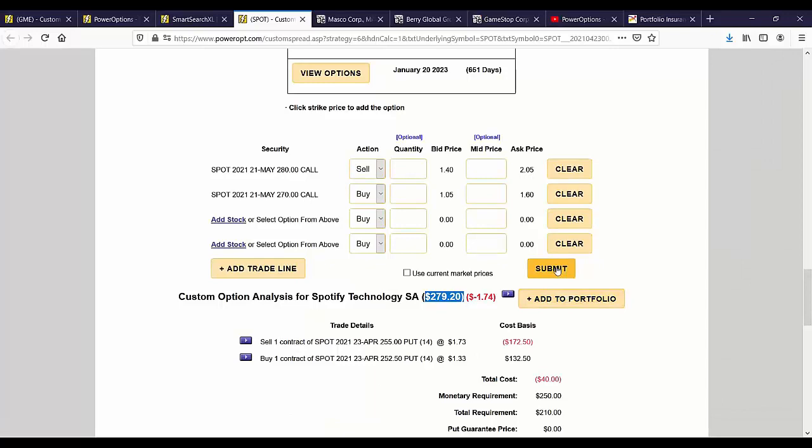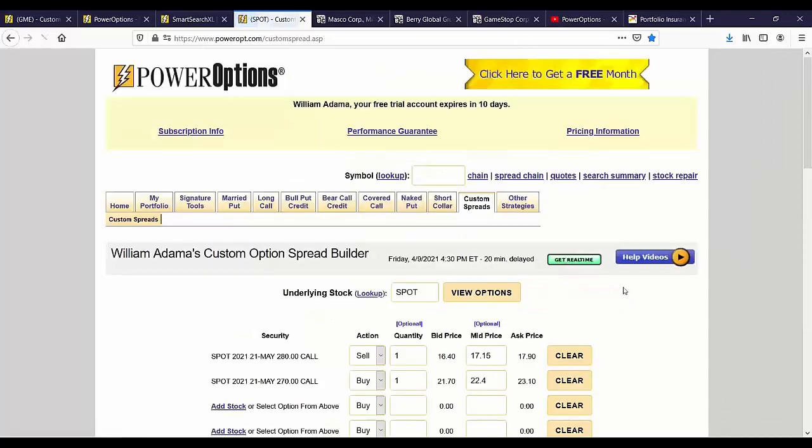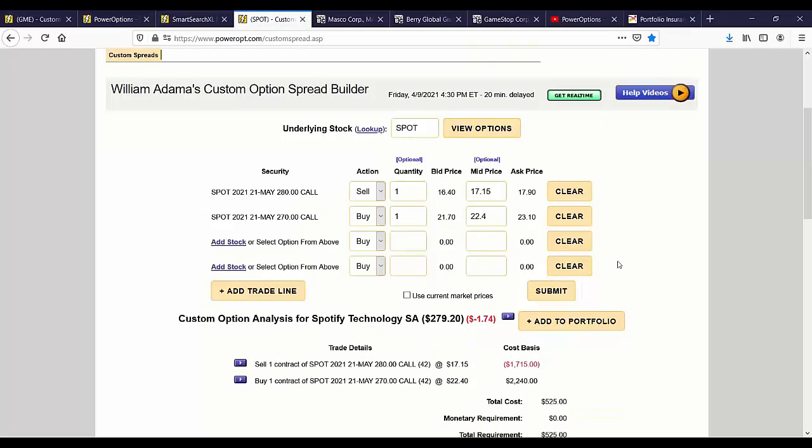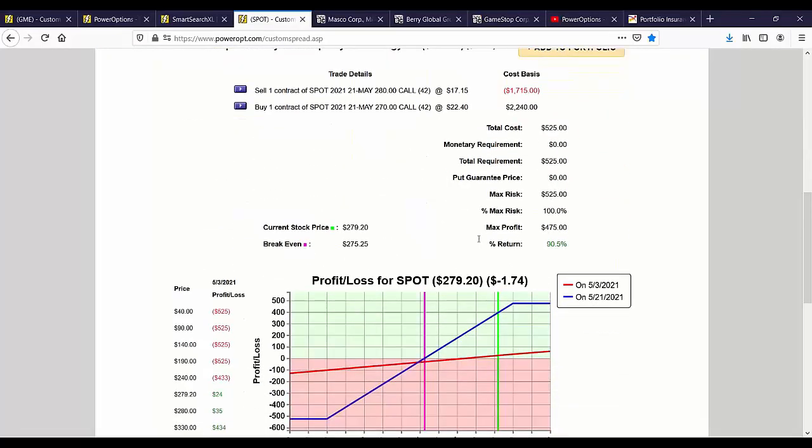What is the advantage of doing this 45, 60-day out bull call debit spread in this case? Because I'm trying to get closer to a 1-to-1 risk-reward ratio. Debit of 525 for a cost of 475. Probability is lower in this case. Okay? The probability is much lower.